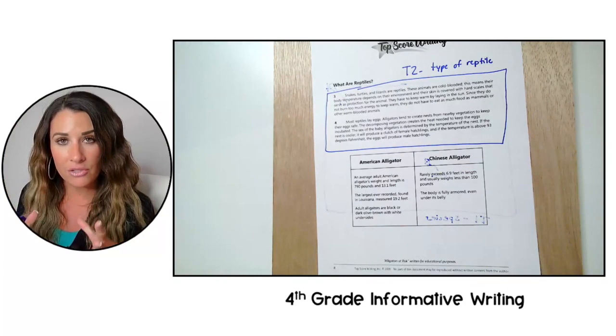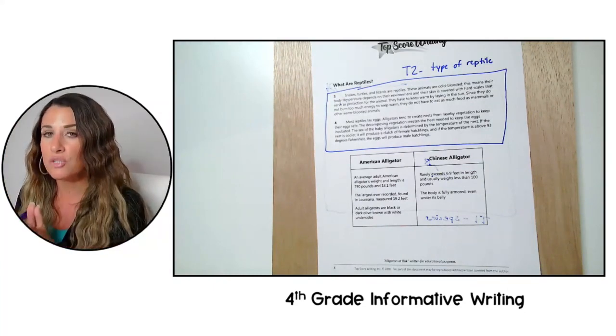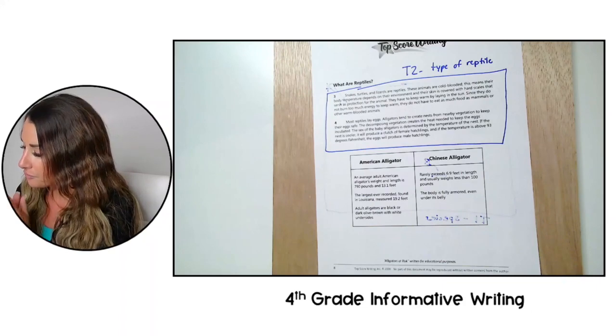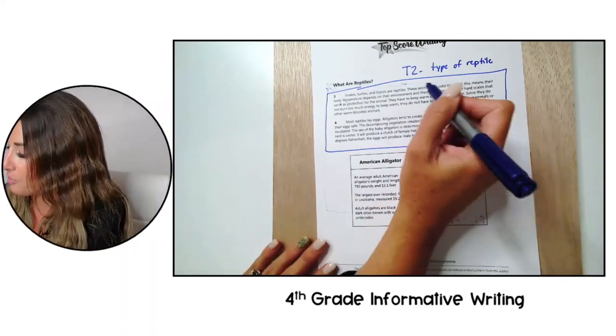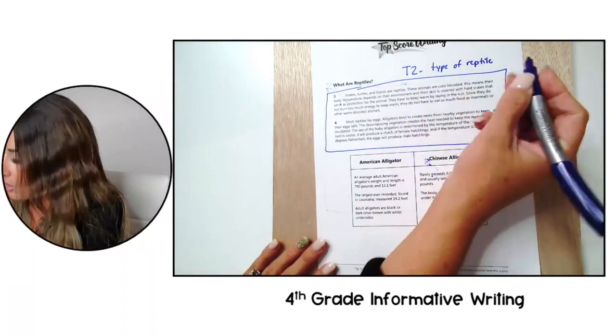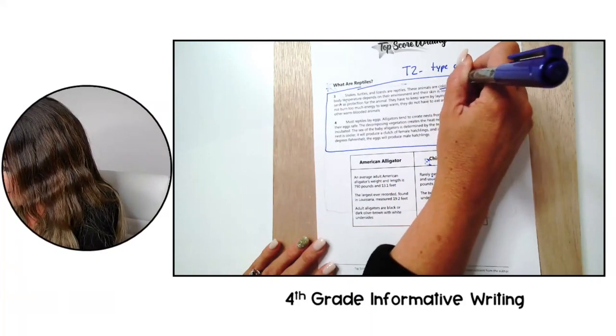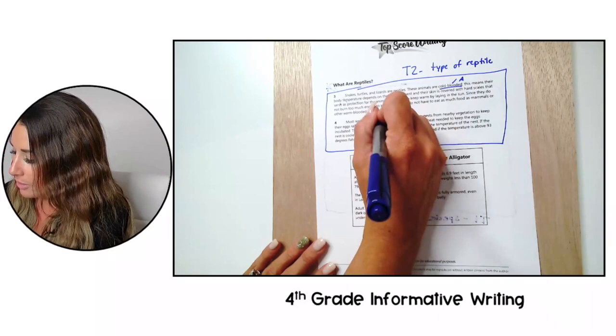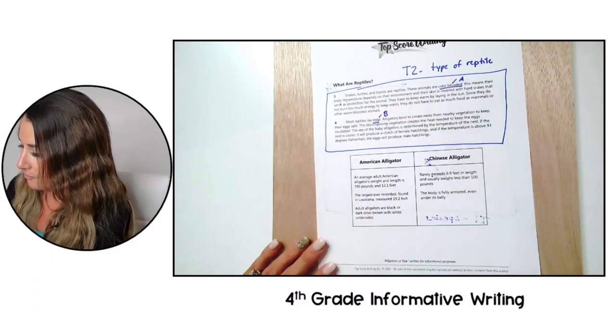My 2 details or examples that are going to help me teach my reader more about alligators being a type of reptile. So the first thing I noticed is this paragraph was about them being cold-blooded. So I'm going to choose cold-blooded as my A. And this paragraph was about alligators laying eggs. I'm going to choose eggs as my B.